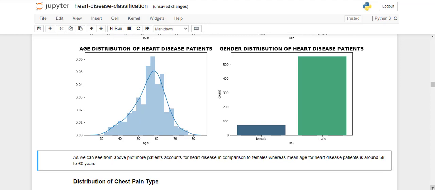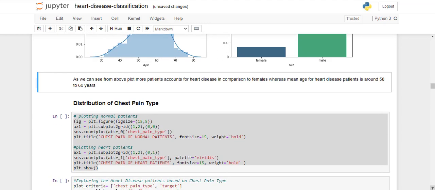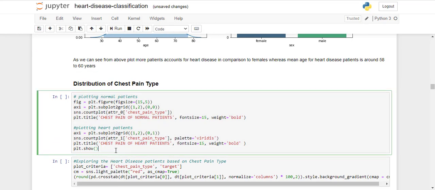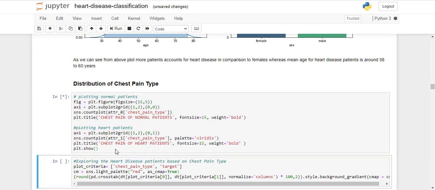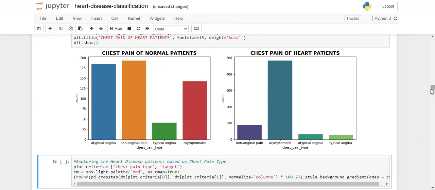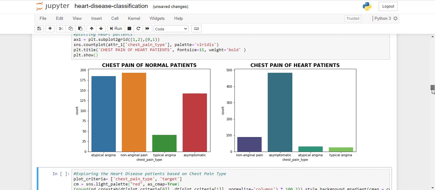Next, we'll be seeing chest pain type, in terms of comparison between normal and heart patients. As I've already told you, atypical angina and non-anginal pain are generally not riskier, and they are not prone to heart attacks or heart disease. That's why normal patients mostly have non-anginal pain and atypical pain, or some of them also have a good number of asymptomatic cases.